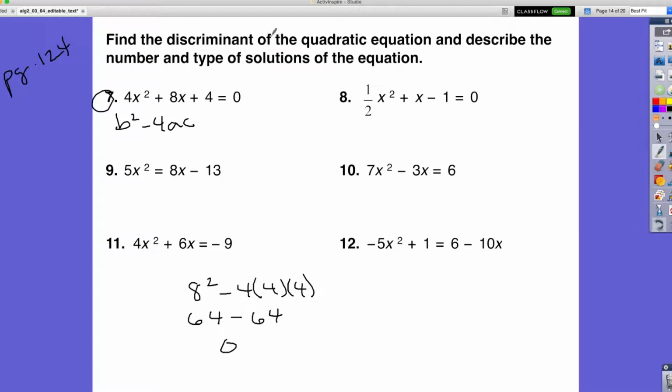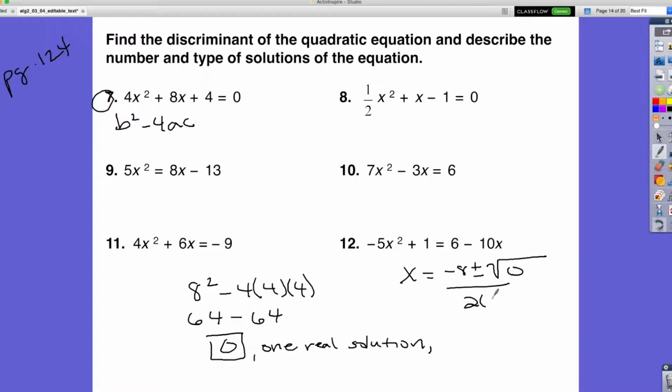So it says, find the discriminant. Here's my first answer. Describe the number and type of solutions. So the number, since it's equal to 0, means that it is one real solution. And the type of solution means that we still have to solve for x. So now that I have my discriminant, I'm going to finish it. X equals the opposite of b, which is negative 8, plus or minus, I already know what the square root of the discriminant is, which is 0, all over 2a.